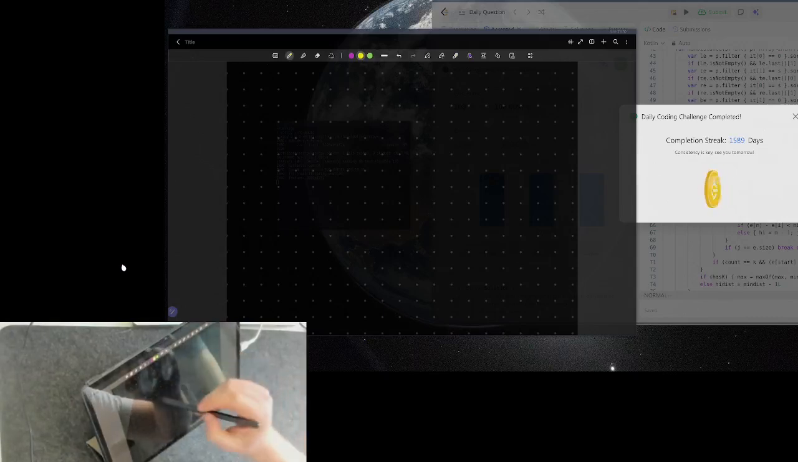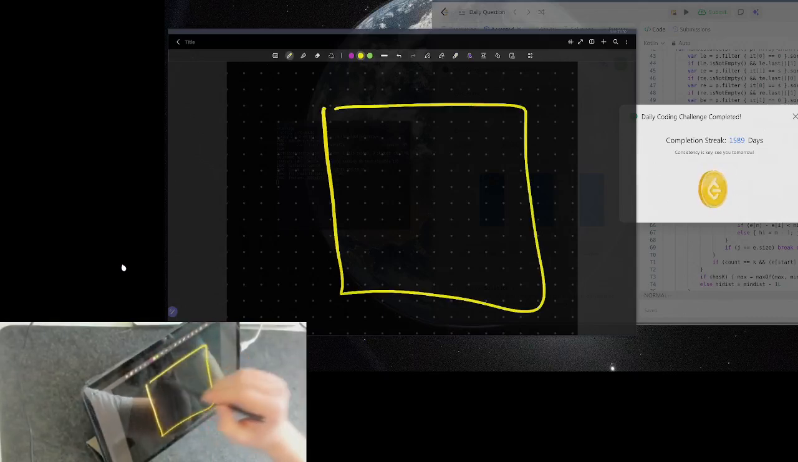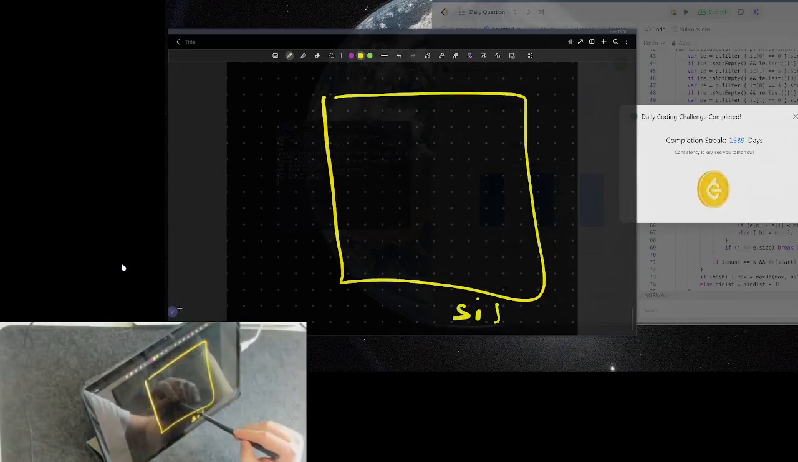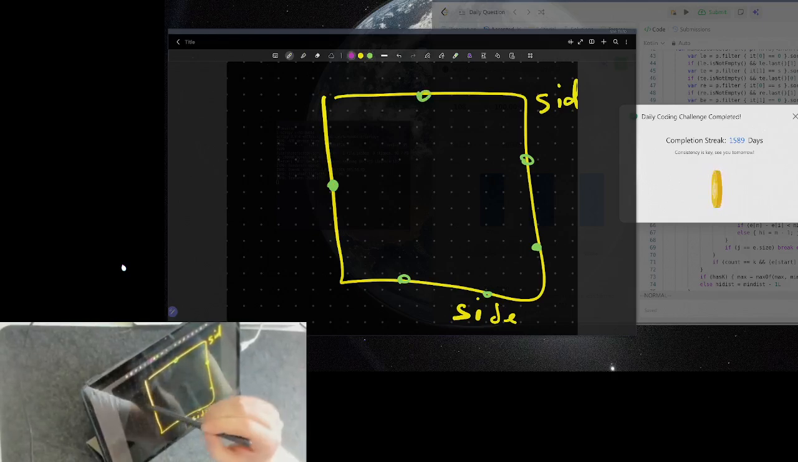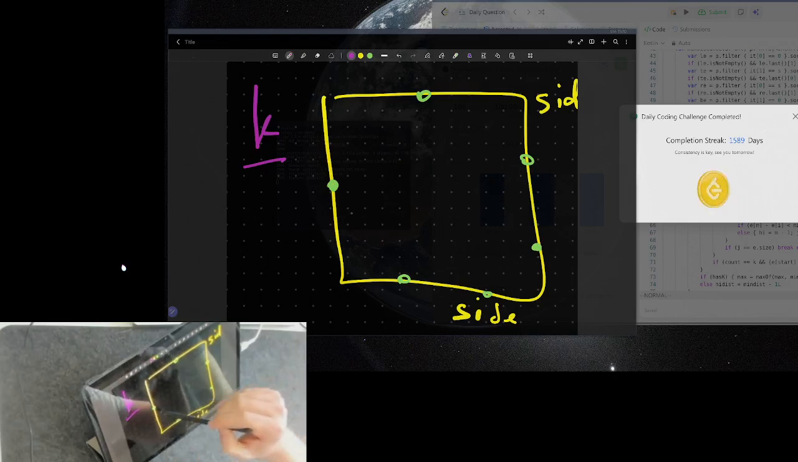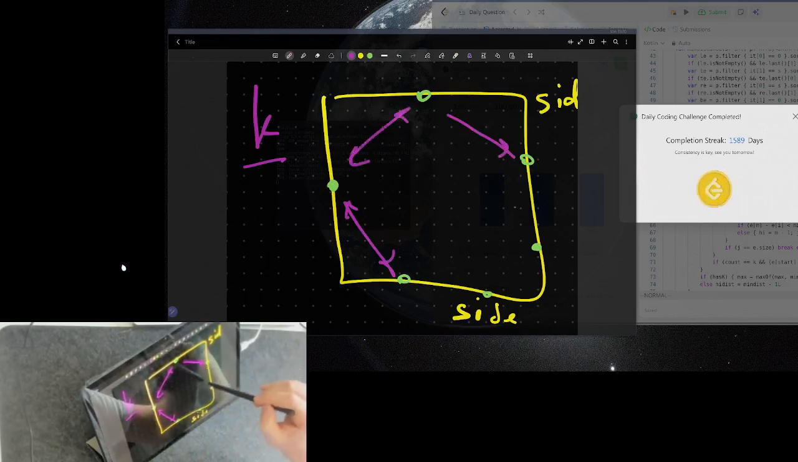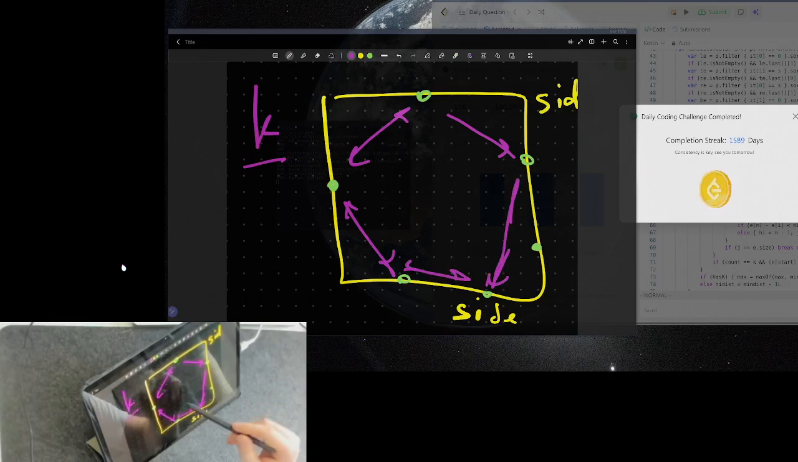So we have points on a square. The square has a side. And points can be on its perimeter, like this. And we want to place at least k points such that the Manhattan distance between them is at least some minimum value.